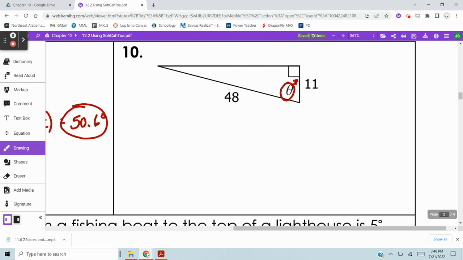The next one, number 10, here's my angle. This would be the adjacent and the hypotenuse. So that would be a cosine problem. The cosine of my angle is equal to adjacent over hypotenuse.